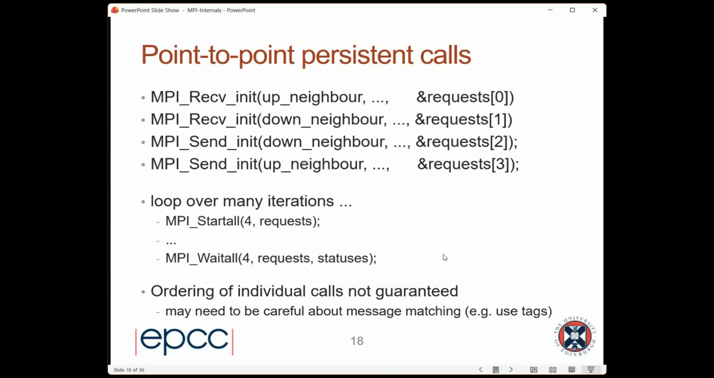Again, it turns out they're not particularly useful in practice for point-to-point operations like this, but they can be useful for collectives. Just a subtlety, the order of individual calls is not guaranteed here, so you may need to be more careful about your message matching.